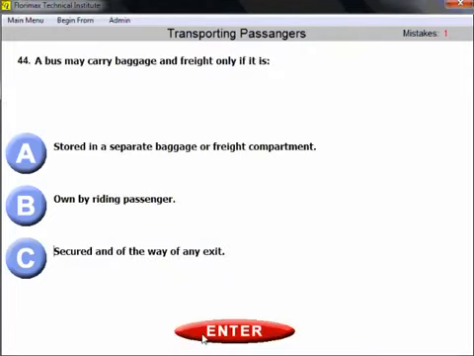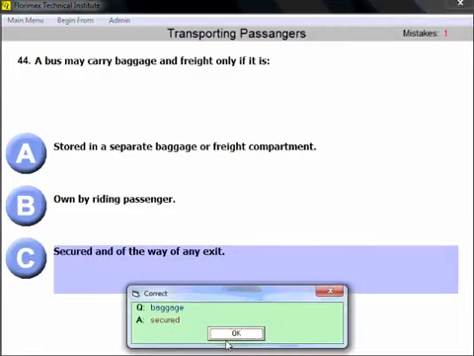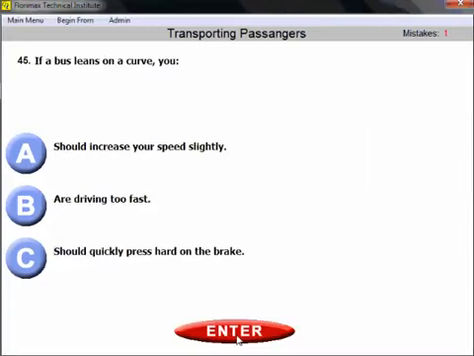Question number 44. A bus might carry baggage and freight only if it is secured, good word, secured, safe. So if it is secured and out of the way of any exit. That's the only way. Again, logical, common sense. That's how the baggage, any freight, could be transported.